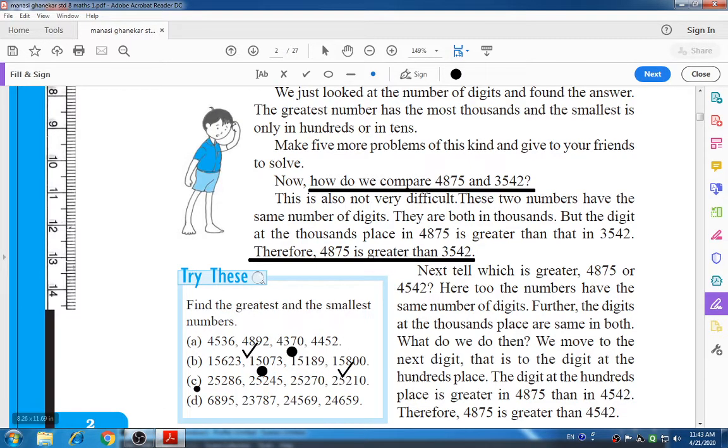Okay, as like that you have to solve this C and D in your notebook. I will wait for a few seconds. You have to write those questions in your notebook and find the greatest and the smallest number. Okay.